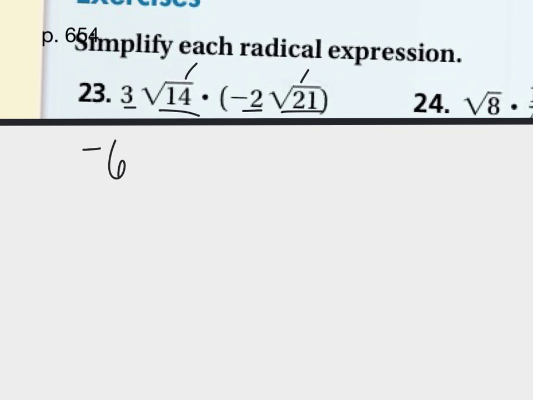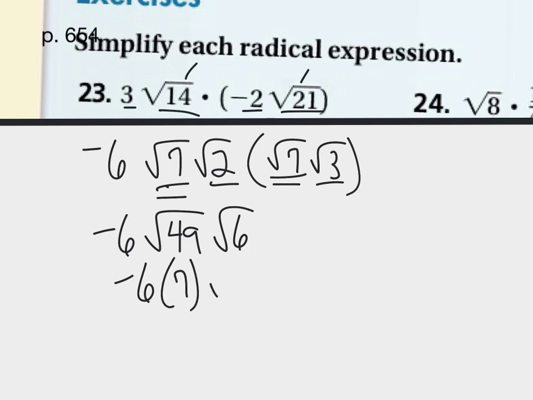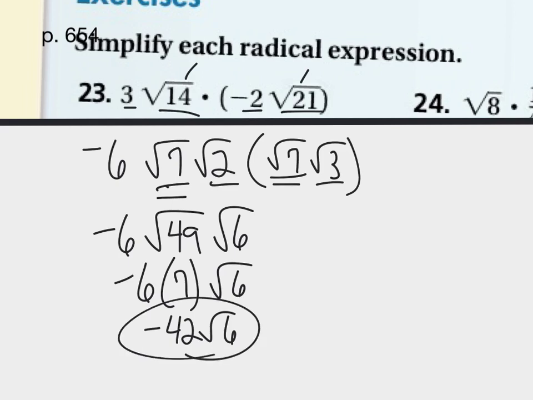And so if you'll notice 14 and 21, neither one of those we can break apart to have a perfect square in them, but they both have a factor of 7. So I'm going to break the 14 up as 7 times 2. I'm going to break the 21 up as 7 times 3. And then I'm just going to rearrange. So if we did this, square root of 7 times square root of 7, that would be the square root of 49. And then square root of 2 times square root of 3 would be the square root of 6. So then this should be our answer for number 23.